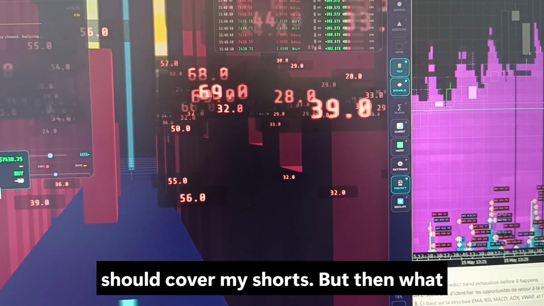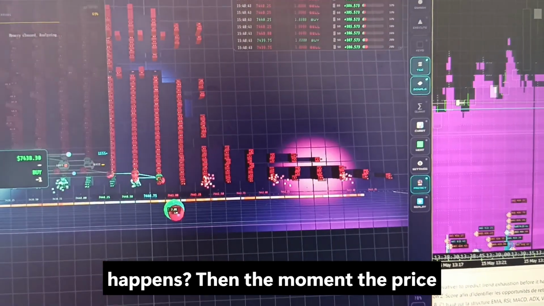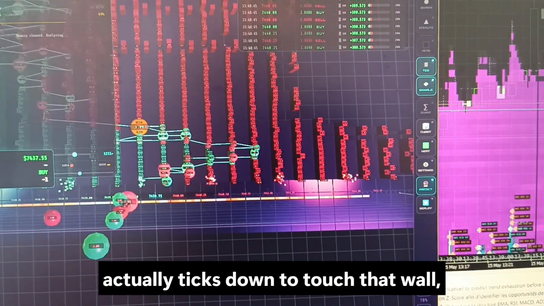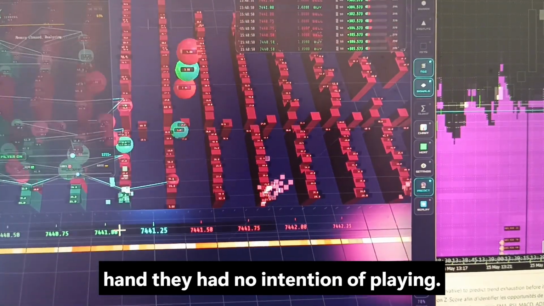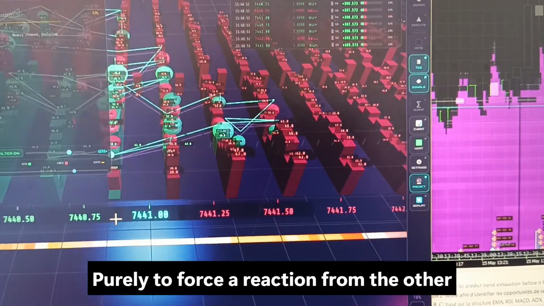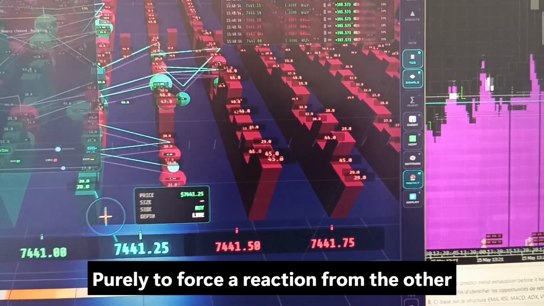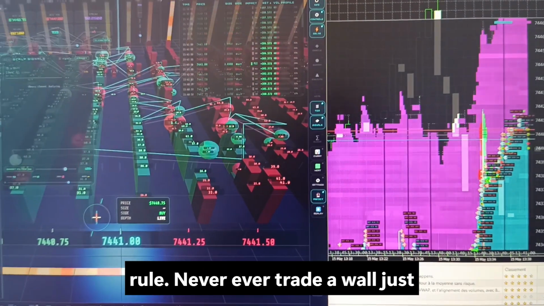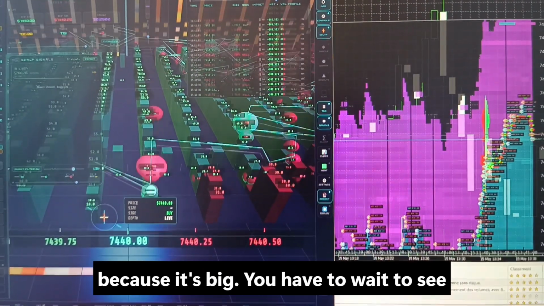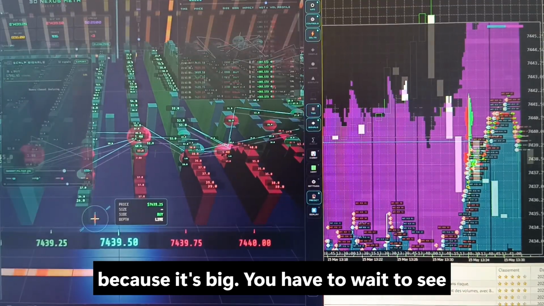But then what happens? The moment the price actually ticks down to touch that wall, it vanishes. It's pulled by the algorithm that placed it. Wow. They basically showed a hand they had no intention of playing, purely to force a reaction from the other participants. Exactly. And this is why the masterclass is so adamant about this rule: never, ever trade a wall just because it's big. You have to wait to see if it actually holds upon contact.